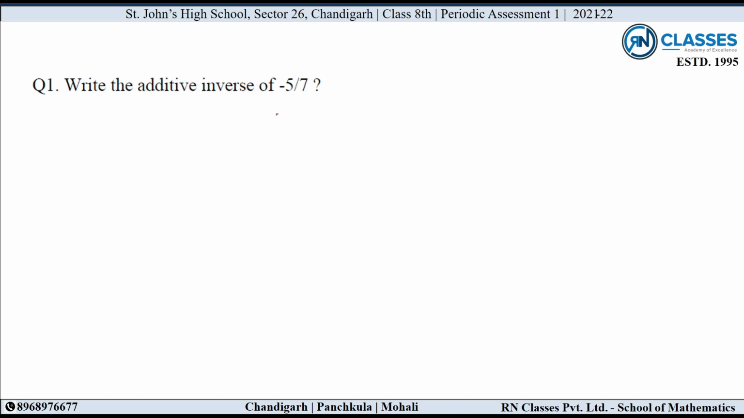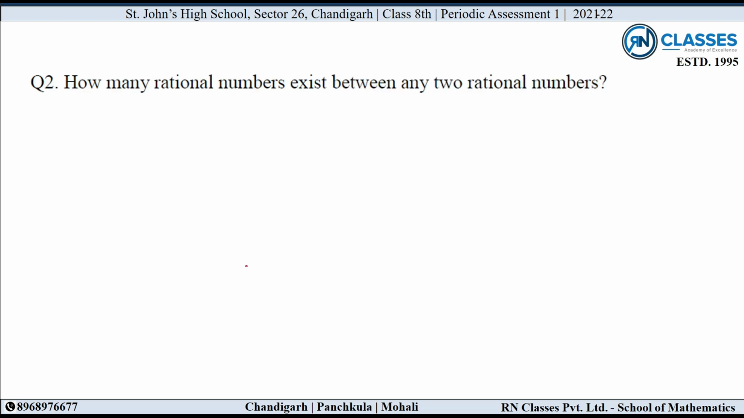Write the additive inverse of minus 5 by 7. Now you have to write additive inverse of minus 5 by 7. Means you have to find a number which when added gets you 0. So आपको एक number यहाँ पे fill करना है. Minus 5 by 7 के साथ जिसको हम add करें, the answer is 0. कौन सा number add करूँ? 5 by 7. If you add these two numbers, answer is 0. So what is additive inverse of minus 5 by 7? 5 by 7. Moving on to question number 2.